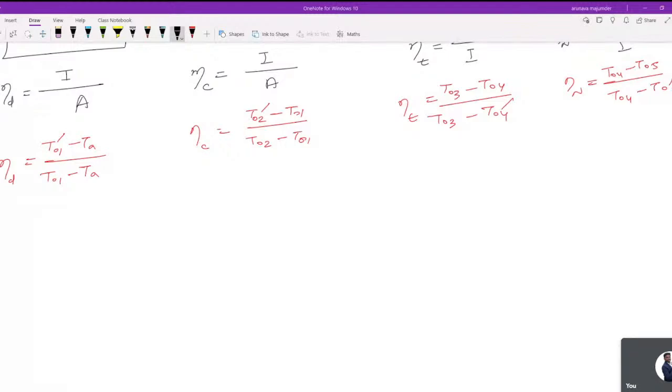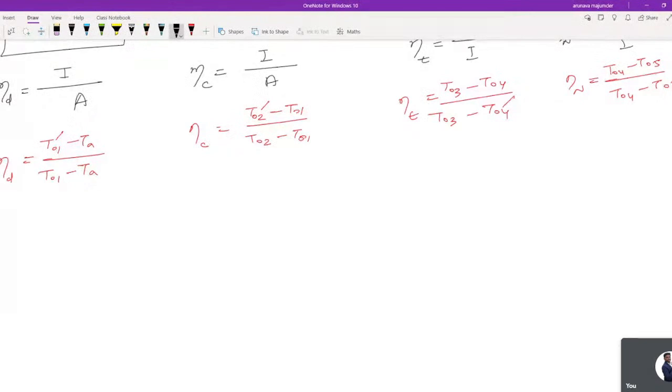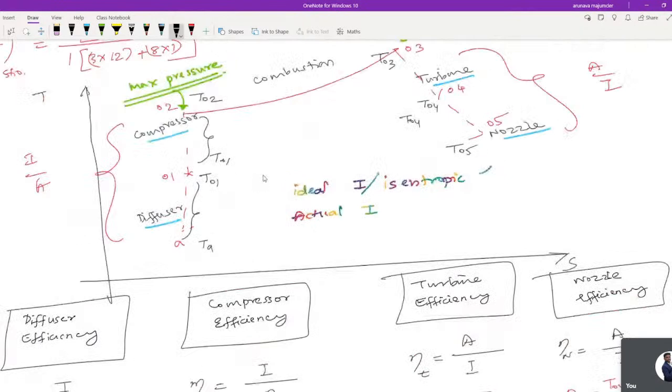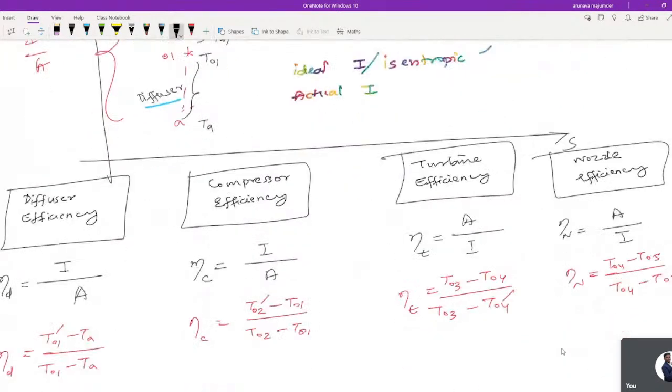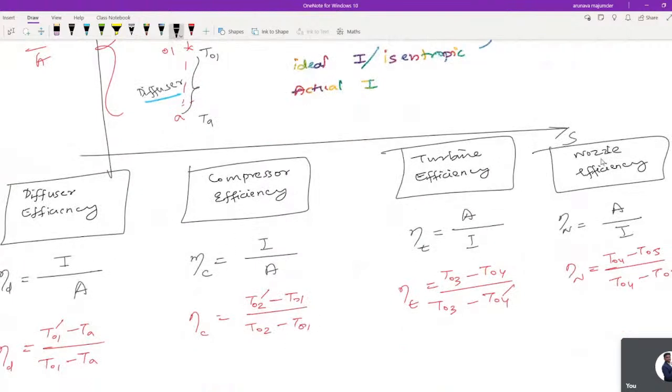A defines actual. Kindly excuse me for my handwriting. I hope this kind of trick will be helpful, and that you will not forget it lifelong, like how I have explained this thing. The end points are going to be prime, right? And A by I for the turbine and nozzle, that is, the actual change in temperature to the ideal change in temperature. And for diffuser and compressor, it's ideal by actual.